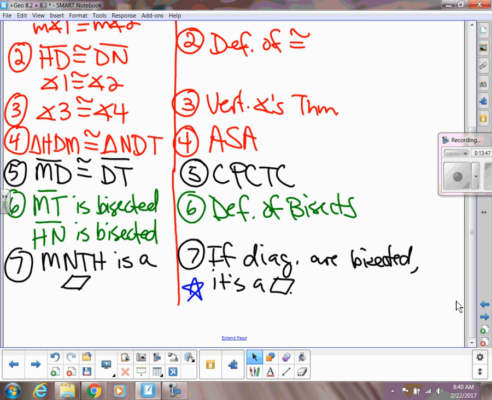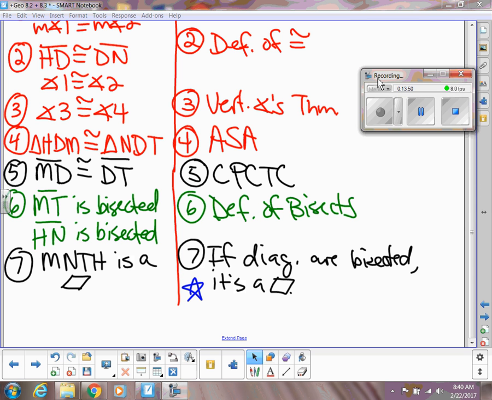Okay, so that's how you can use these properties of parallelograms to either show something's a parallelogram in a coordinate plane or write an actual proof.